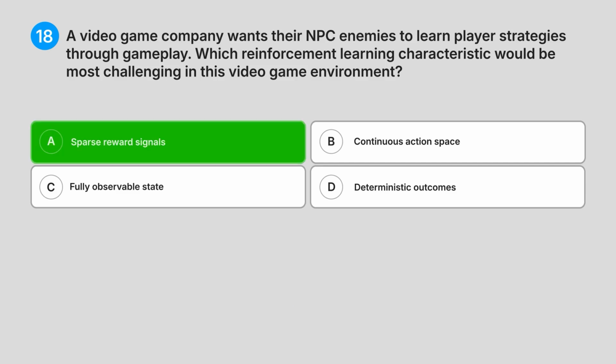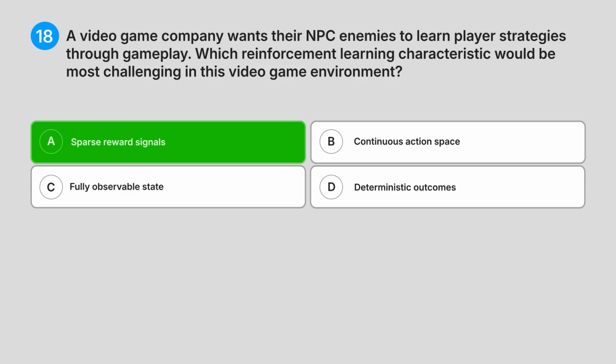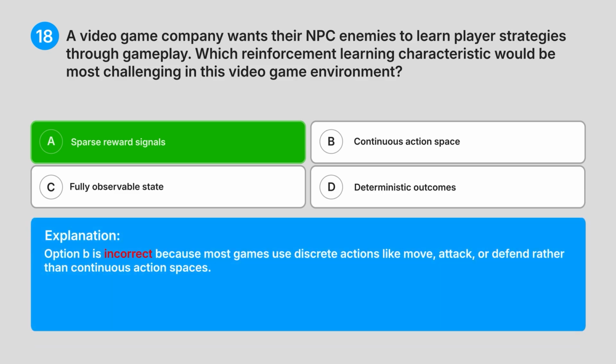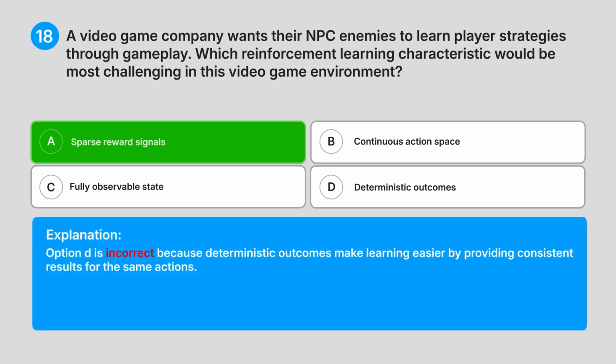Correct answer, A. Sparse reward signals. Explanation. Option A is correct because games often provide rewards only at completion or checkpoints, making it difficult for agents to learn from infrequent feedback. Option B is incorrect because most games use discrete actions like move, attack, or defend rather than continuous action spaces. Option C is incorrect because fully observable states would actually help learning, not present a challenge for the NPC agents. Option D is incorrect because deterministic outcomes make learning easier by providing consistent results for the same actions.